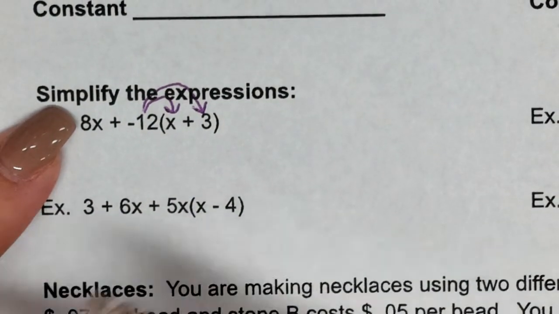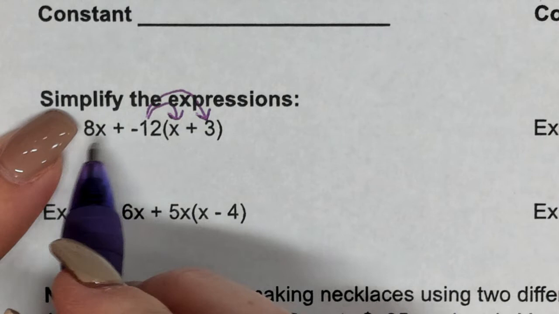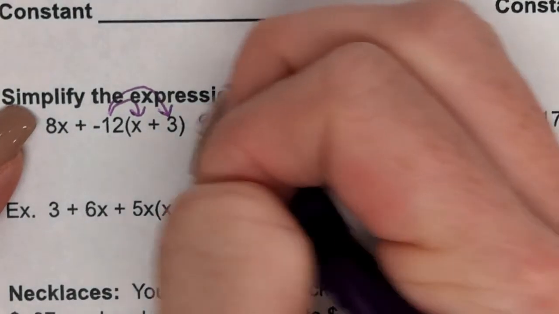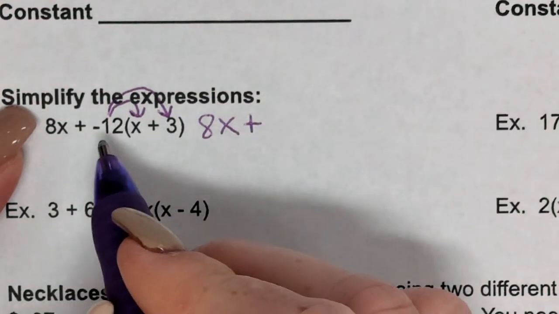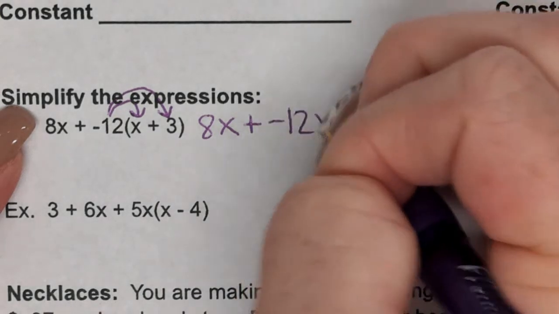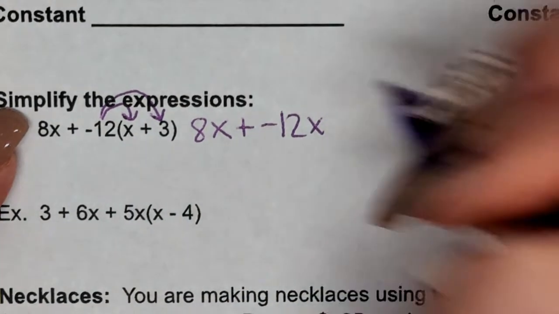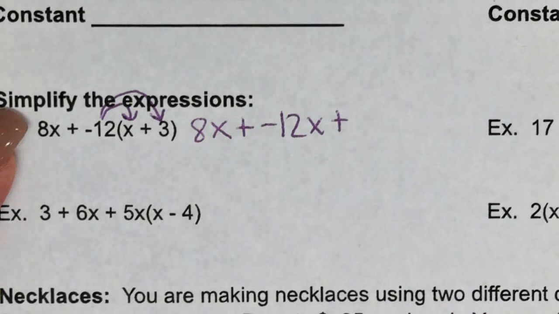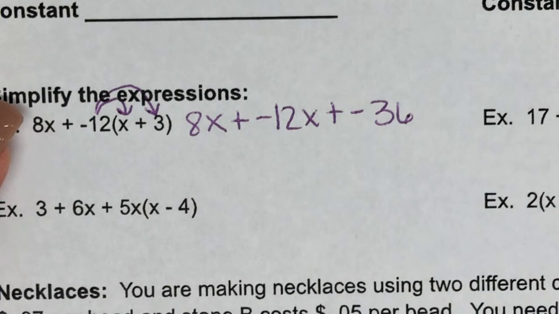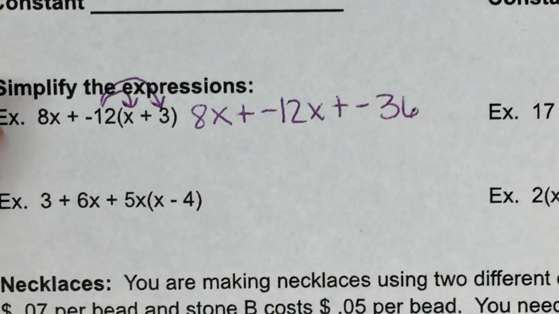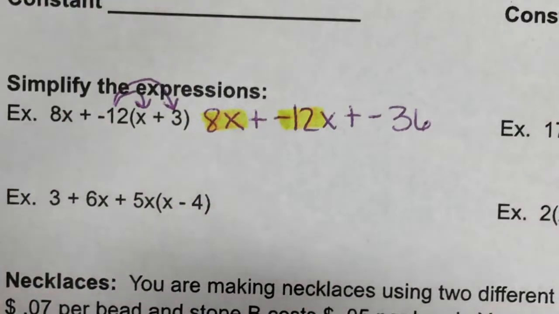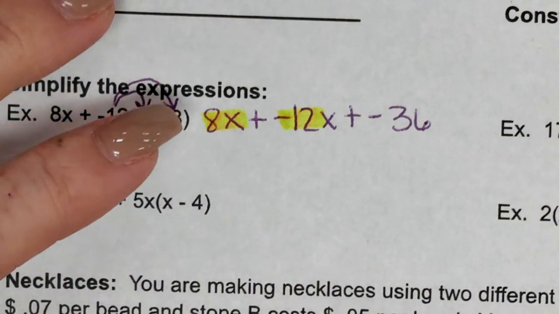What's going on with this 8x over here? It's just there, so I'm going to write it so I don't forget about it. So I have 8x plus negative 12 times x is negative 12x plus negative 12 times 3 is negative 36. And I now can combine my like terms. What is 8 plus negative 12?